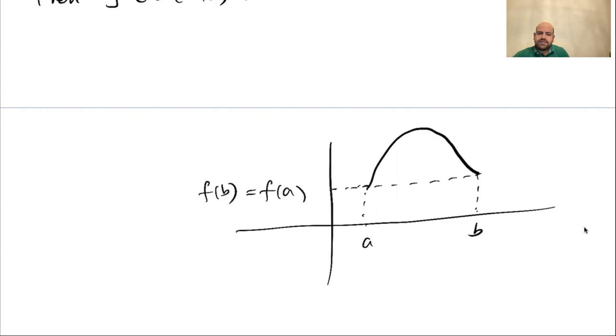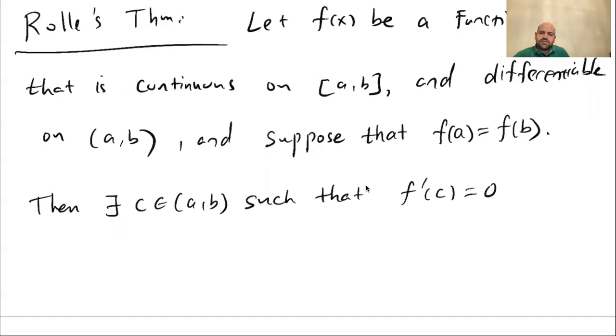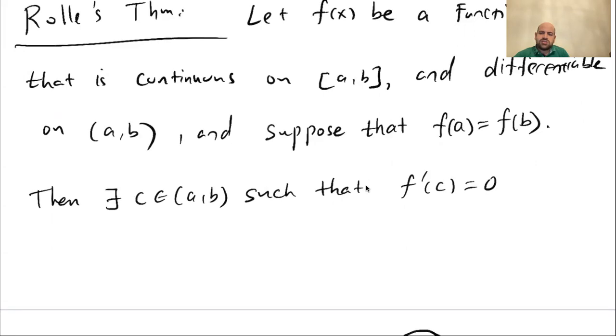So the height is the same because f of A represents the output, or the y value, or the height of the function at A. The height of the function at A and B are the same. And then we can conclude that the derivative of the function will be 0 at some point in between. Derivative equals 0 means the function will have a horizontal tangent line.